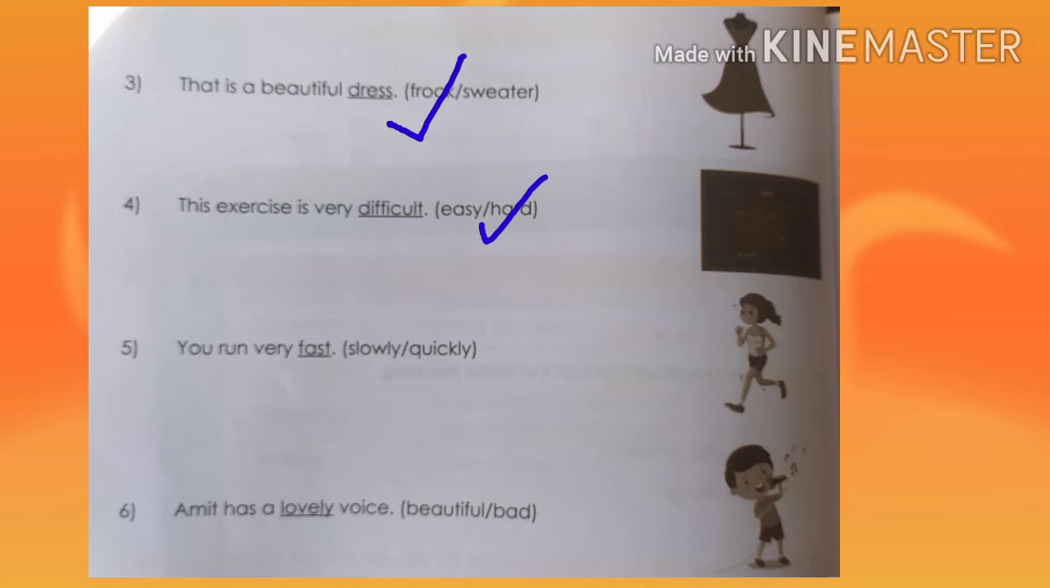Then next sentence is, you run very fast. So which is the correct synonym word for the fast? Slowly or quickly? That is the quickly. So we have to tick on the quickly. The next sentence is, Amit has a lovely voice. So which is the correct synonym word for the lovely? Beautiful or bad? That is the beautiful. So we have to tick on the beautiful word.